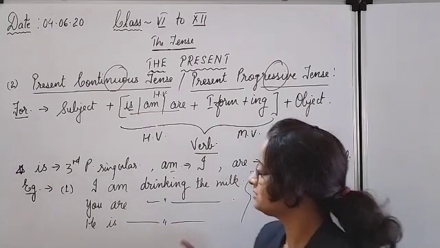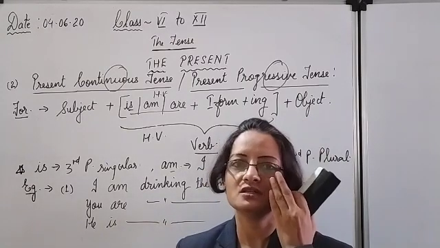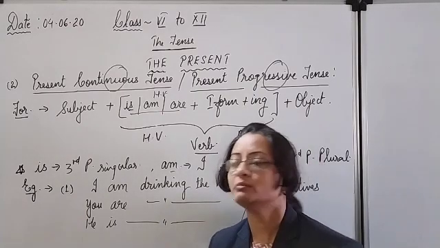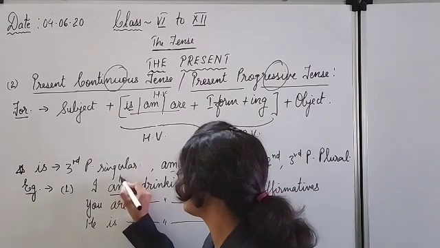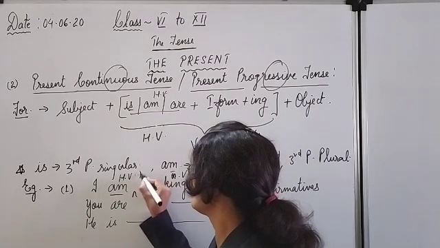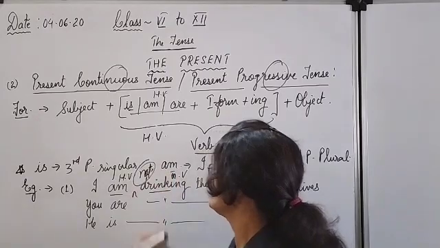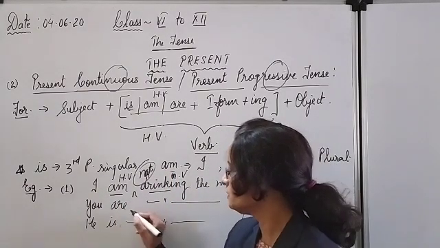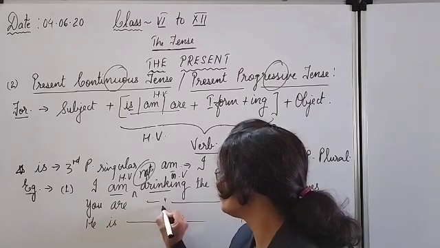Then how to make that sentence? We have already seen in the rules that we have to place the word not after the helping verb and before the main verb. Here it is the helping verb. It is the main verb here. We have to place not here. This not. I am not drinking the milk. Here you are, helping verb, main verb.